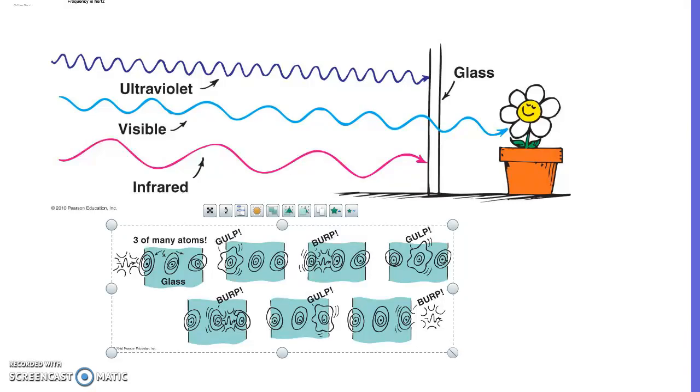Metals, when light hits them, they vibrate, but they have a lot of free electrons and they vibrate, but they don't pass it from one atom to the next because, if you remember, their electrons just kind of float around on their own.